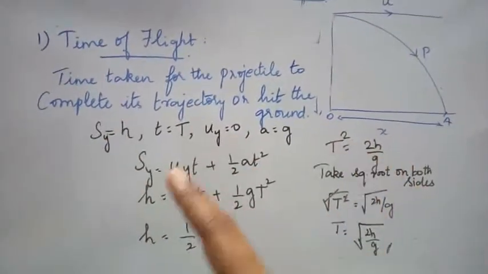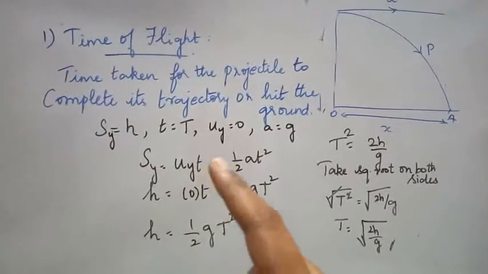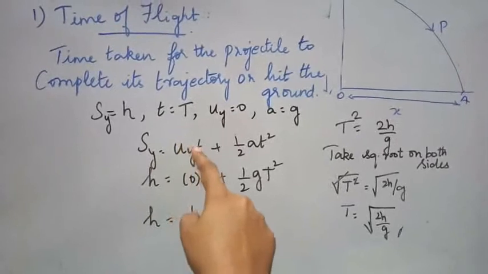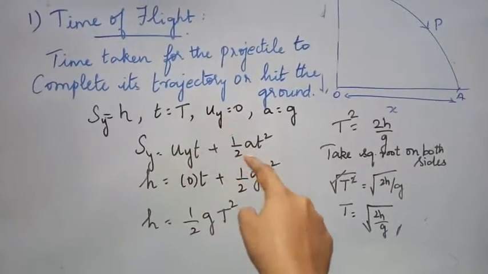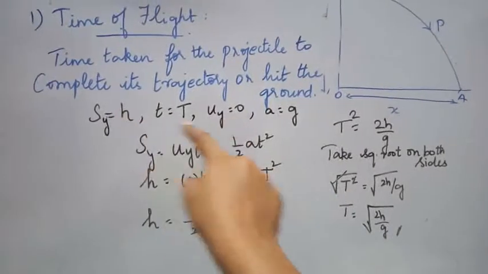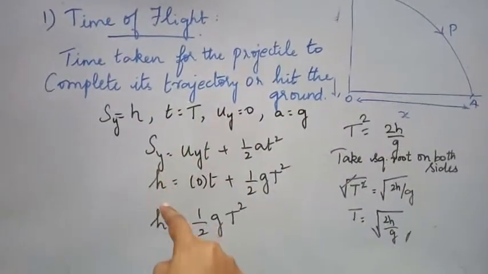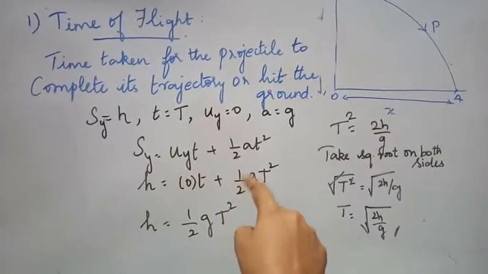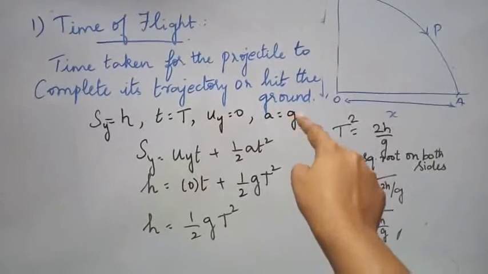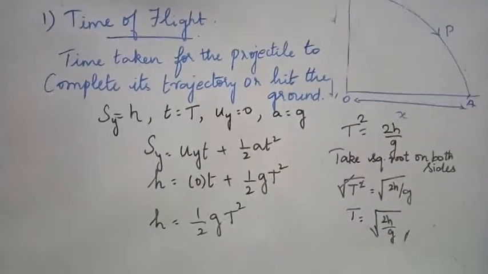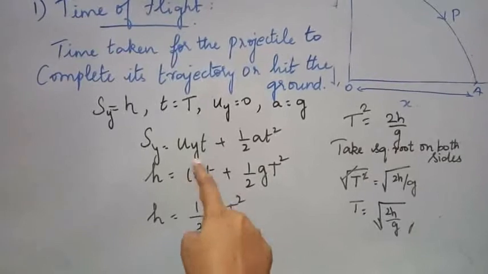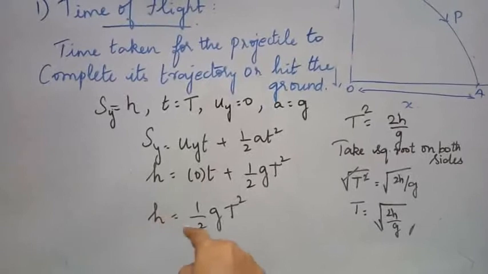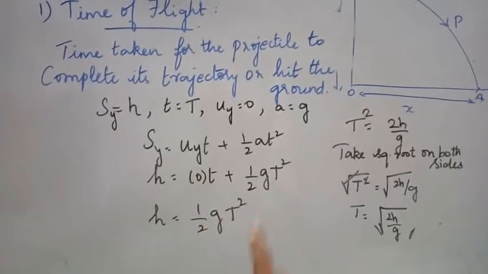Then substitute all this in the equation. As you know, s is equal to ut plus half at square. So here sy is equal to uy into t plus half at square. In this, substitute the parameters there. Instead of sy, h is equal to, the initial velocity is 0 into t plus half, instead of a it is g, so gt square. So anything into 0 is simply 0, and adding this 0 to any term, you will get the term alone. So h is equal to 1 by 2 gt square.